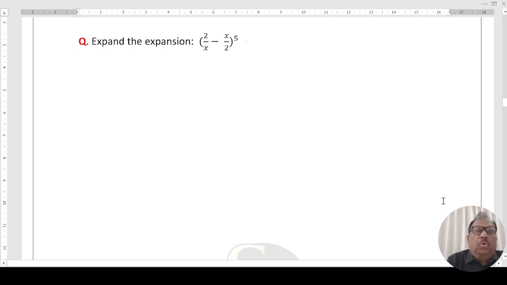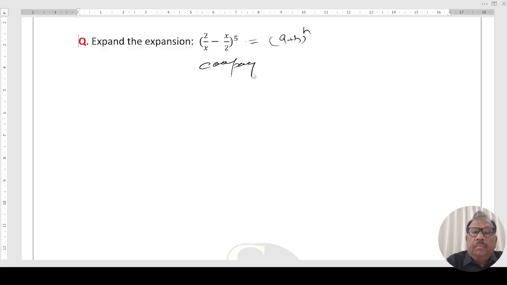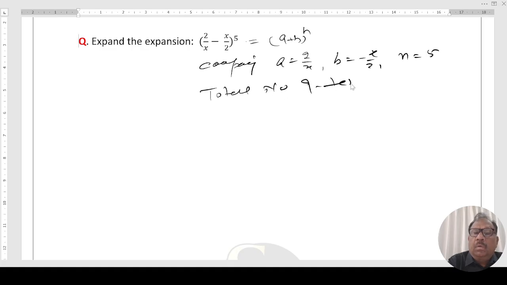Now, the solution of the question is, let this equal to (a plus b) to the power n. Comparing, a equal to 2 by x, b equal to minus x by 2, and n equal to 5. Total number of terms will be equal to 5 plus 1, that is 6.